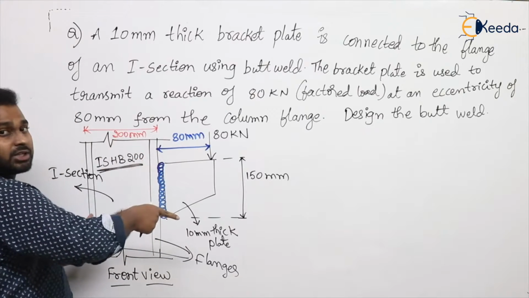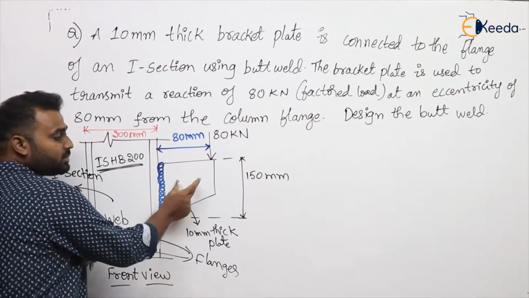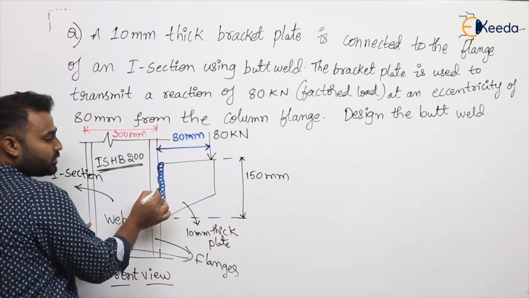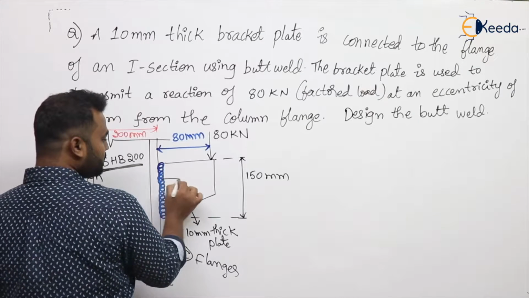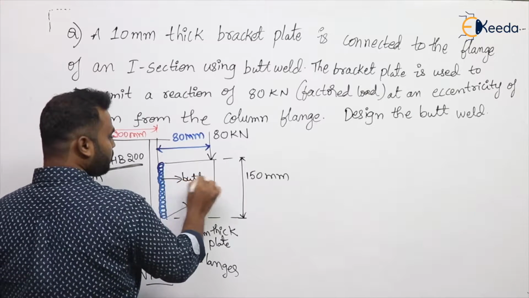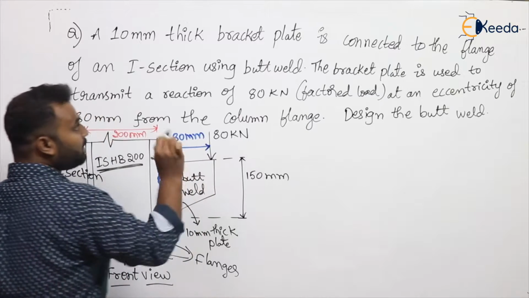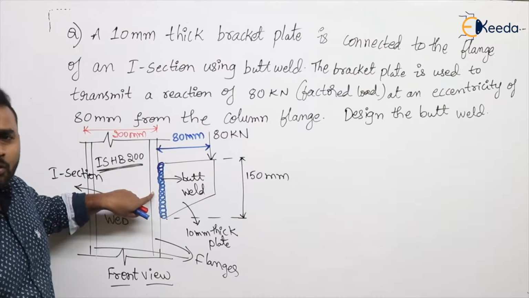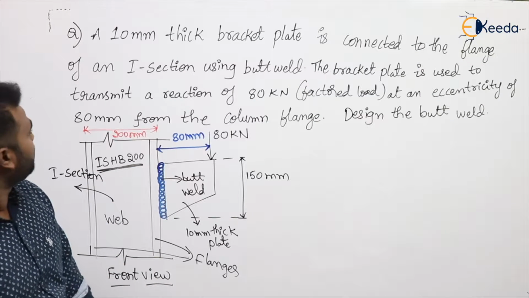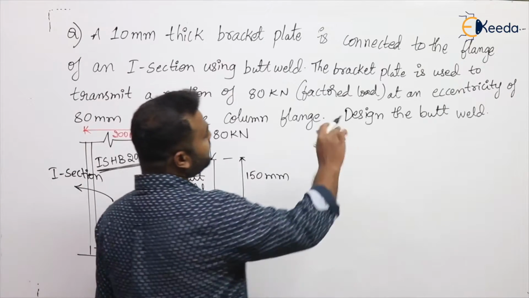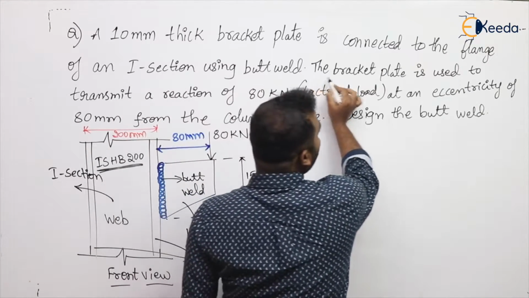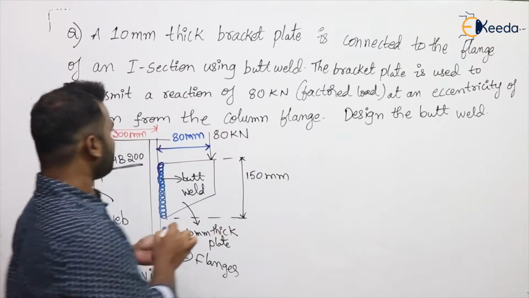Now to that I section, this bracket is connected to one of its flanges by making use of a butt weld. So this is the butt weld here. I will write: this is the butt weld. By making use of the butt weld, this bracket plate is connected to one of the flanges of the I section. Now what is being asked? First, let us go through the other part of the question. The bracket plate is used to transmit. So this is the major one.